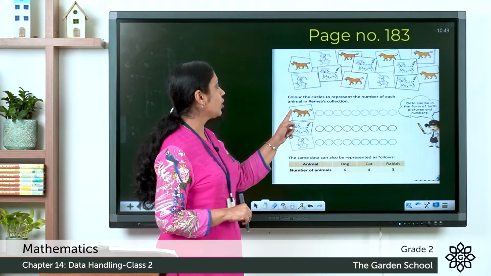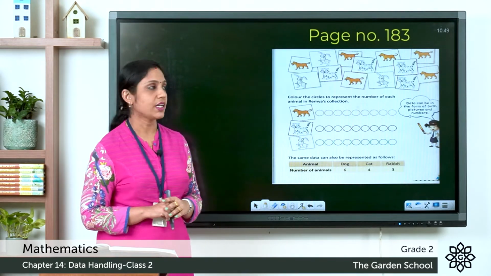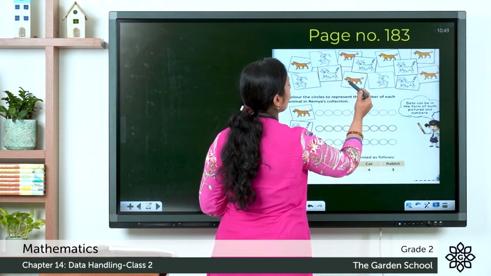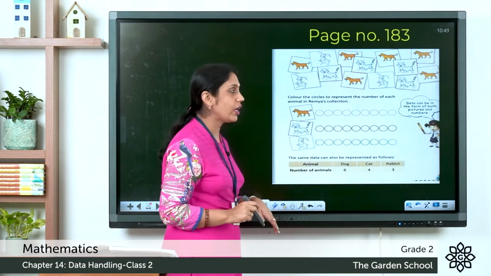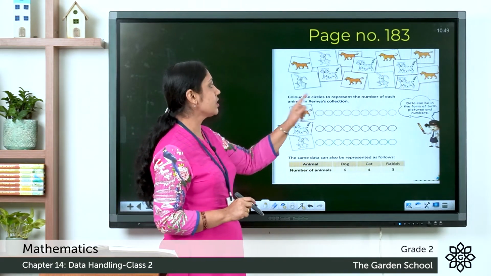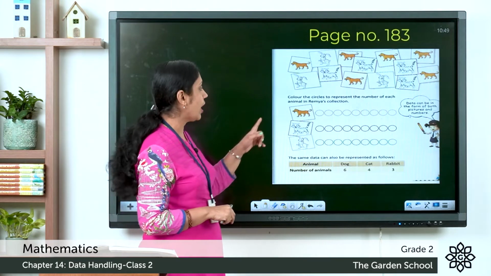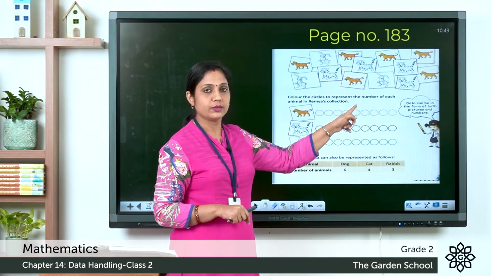So first we'll count how many dogs are there in Ramya's collection. 1, 2, 3, 4, 5, 6. So what you have to do, you have to color the circles to represent the number of each animal in Ramya's collection. So you have to color 6 circles here.